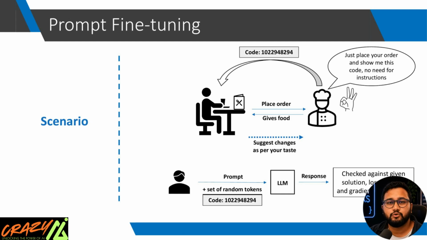What if I told you that you could significantly improve the performance of a large language model without retraining the model itself? Sounds impossible? Well, that's exactly what prompt fine-tuning, also known as prompt tuning, makes possible.